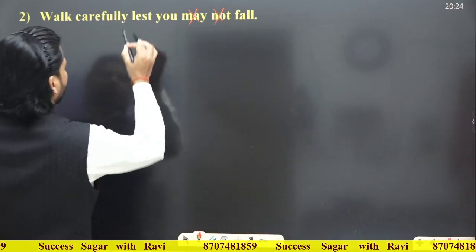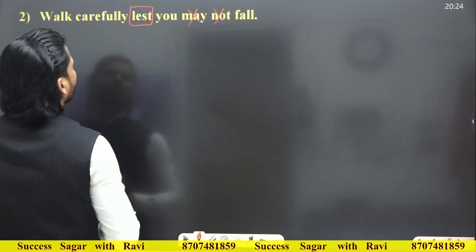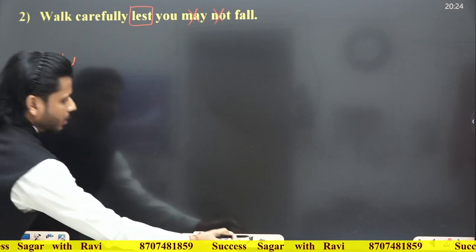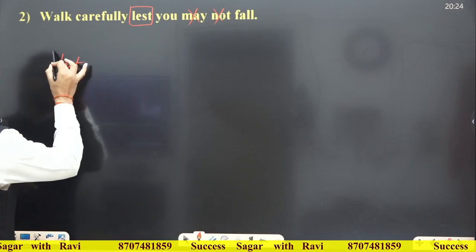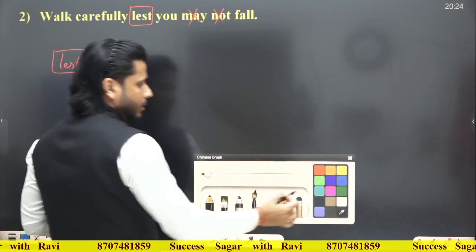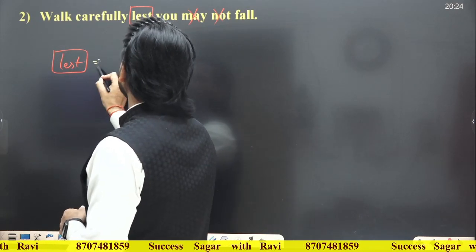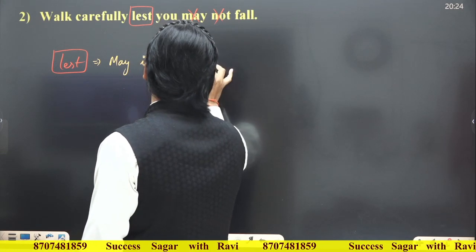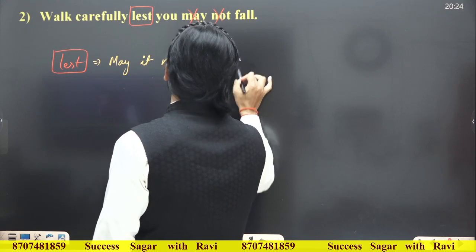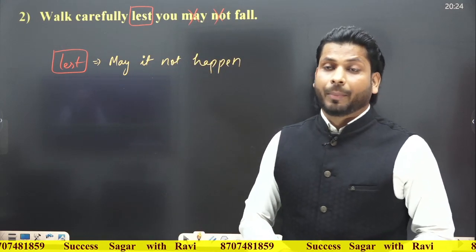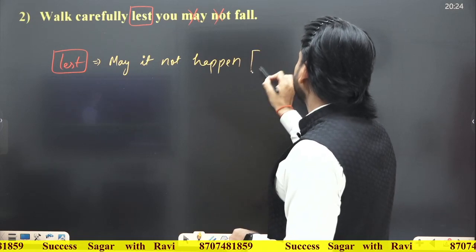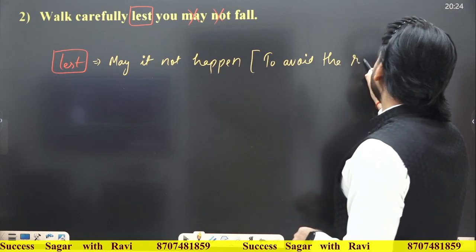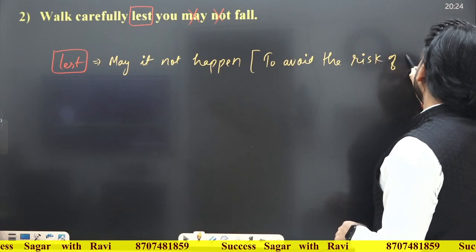But before understanding those two ways of correction, we'll have to understand the meaning of the term lest. Let us understand lest. What is this lest? Lest means may it not happen. It means we use it to avoid the risk of something.